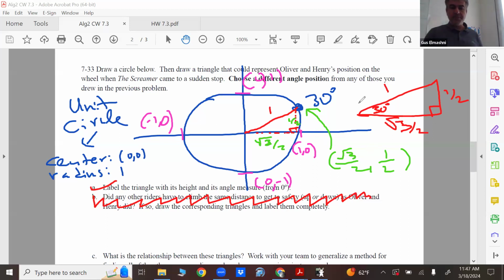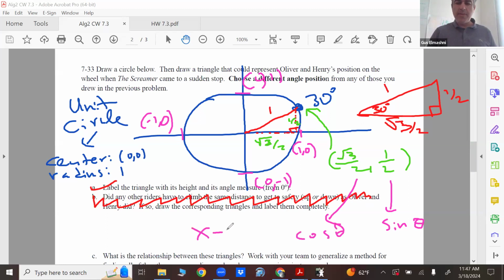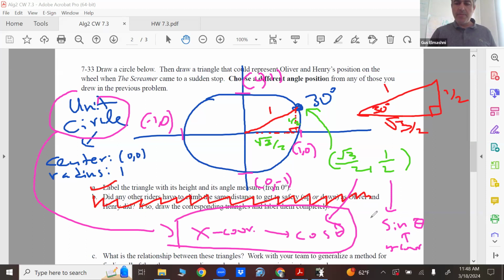What this tells me is that this right here is the sine of my angle, and this right here is the cosine of my angle. So the x coordinate is always going to be cosine. The y coordinate is always going to be sine. This is true for a unit circle. When you have a unit circle, that is always true. That's 100% true.